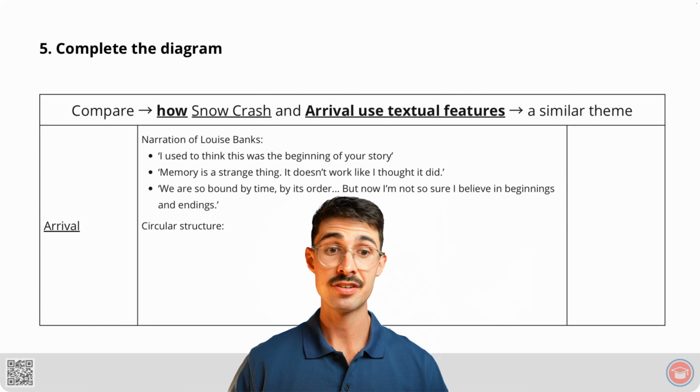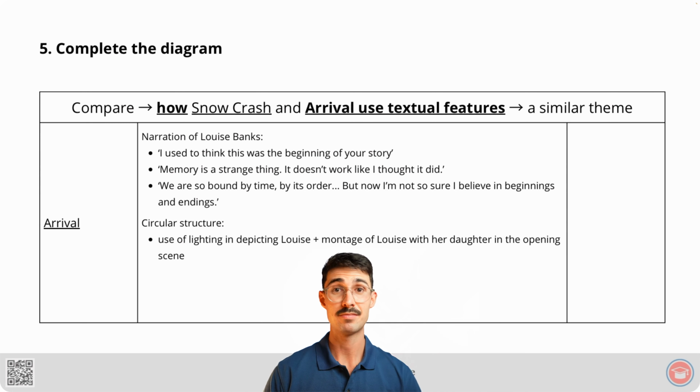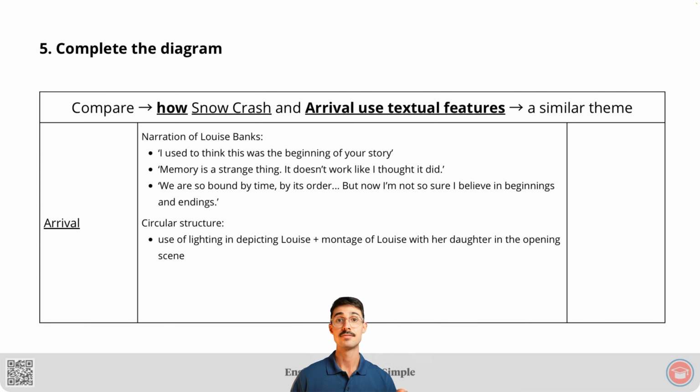That is the narration. We could also have a look at the circular structure of the movie. Specifically, I could discuss how lighting is used to depict Louise, and also how the montage of Louise with her daughter is used in the opening scene. Finally, I could discuss the symbolism of geometric shapes in Arrival.